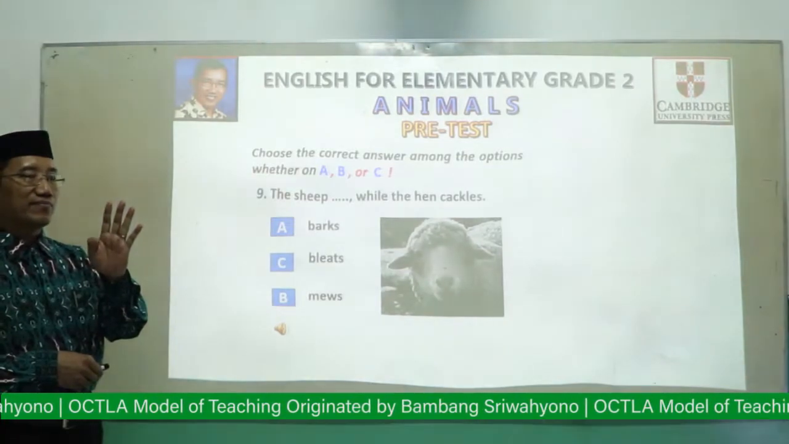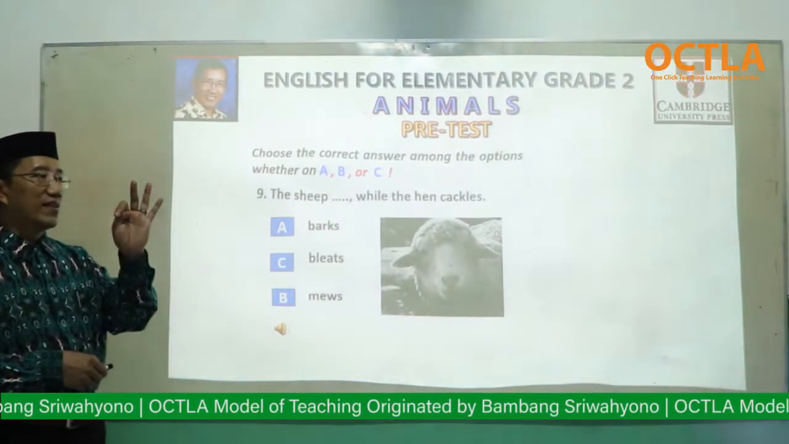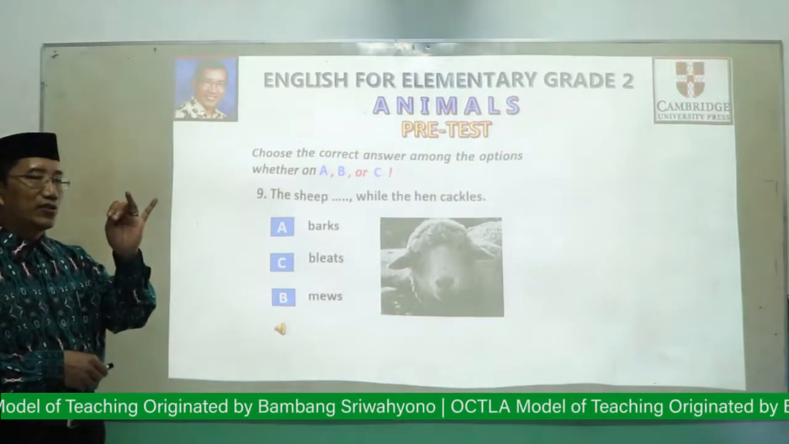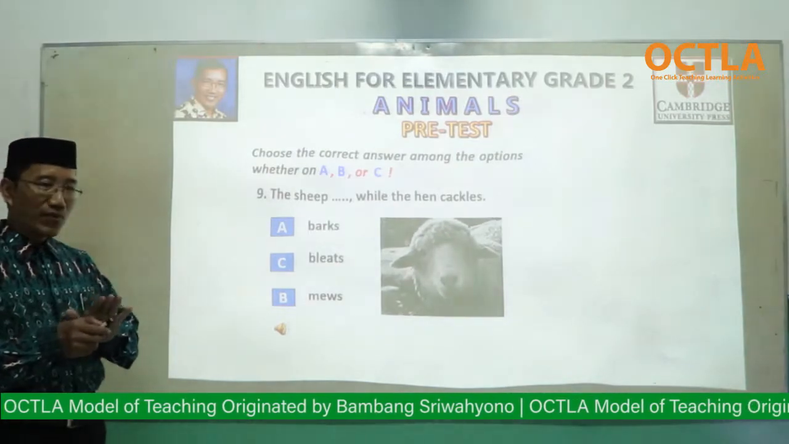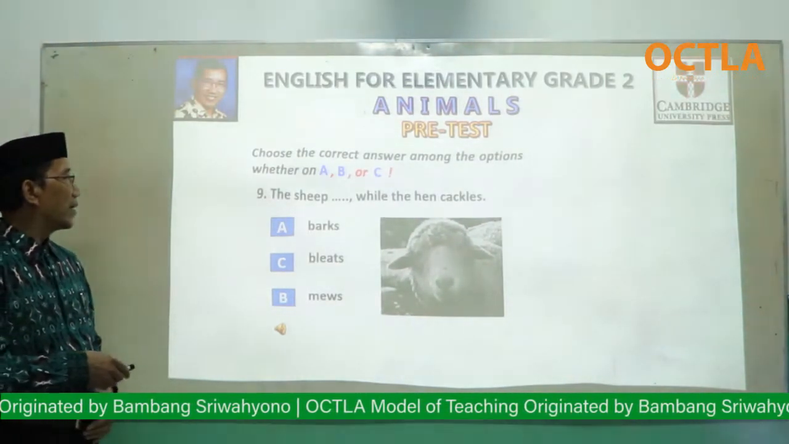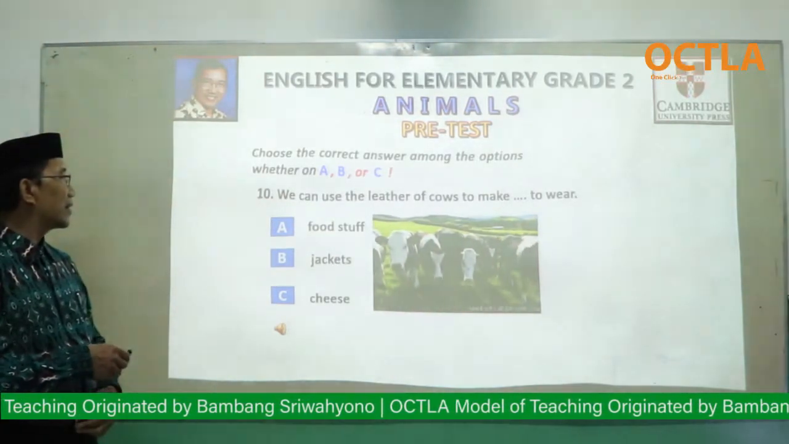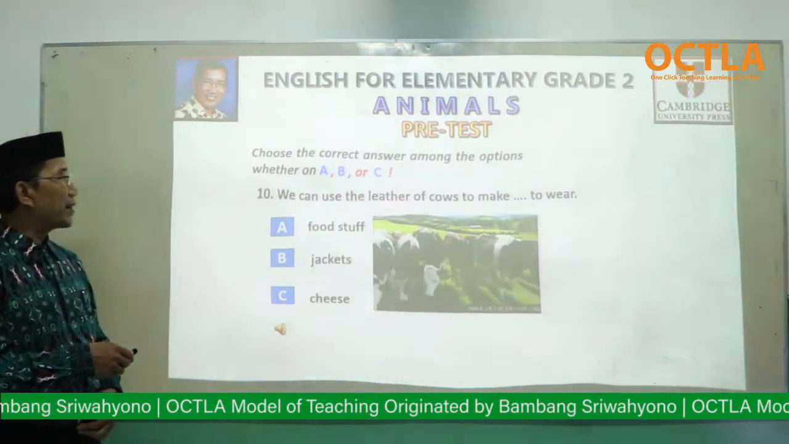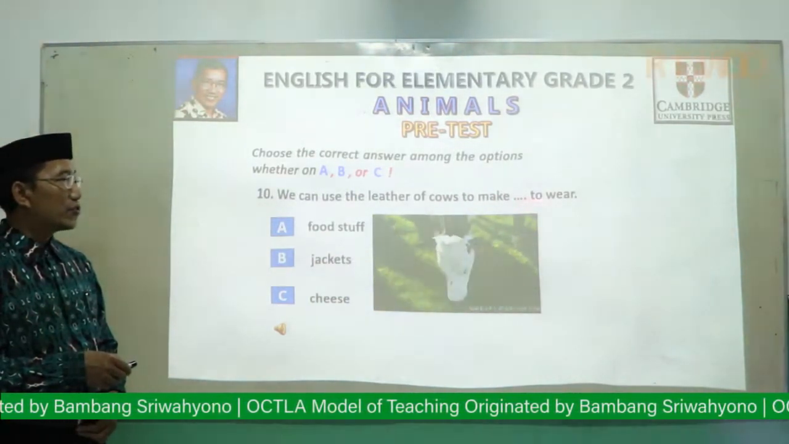5, 4, 3, 2, 1. Finished. Go to the last number, number 10. We can use the leather of cows to make blah blah to wear.